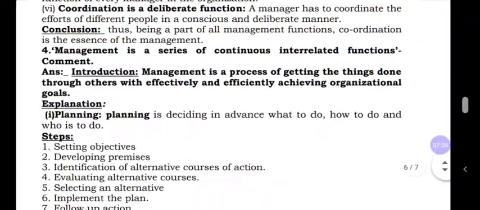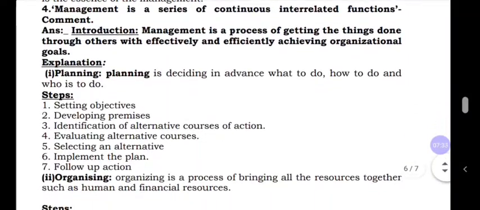Now coming to the fourth question, that is: management is a series of continuous interrelated functions.